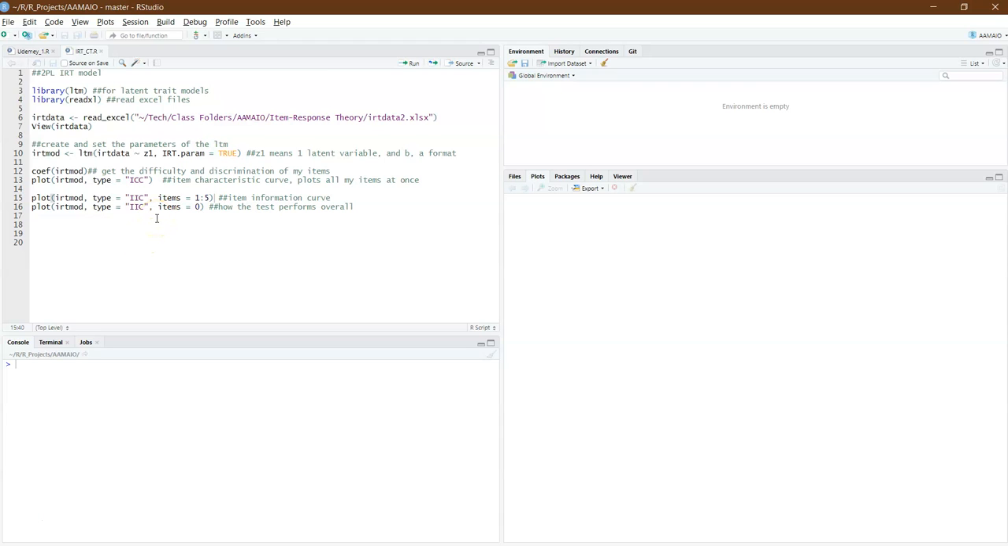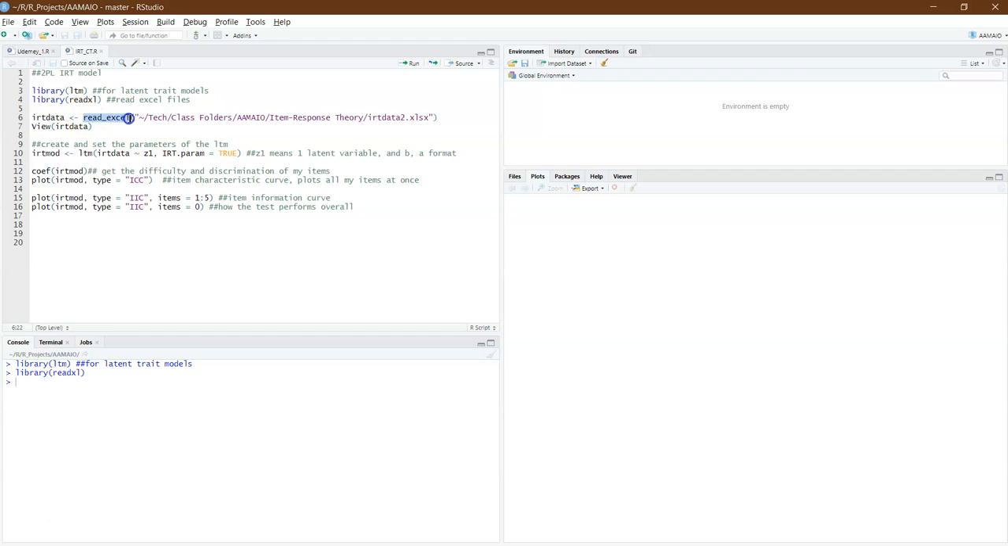The first thing that I'm going to do is load my packages, and they're actually already loaded, but I'm just going to redo it. So I'm going to library the LTM package, which is for the latent trait models, and the read Excel so I can read the data off my computer. I've run those, and my next step will be to load my data.